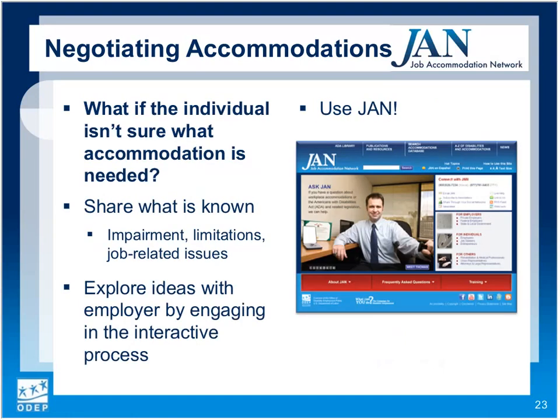Now, sometimes an individual who is having difficulty at work because of a medical impairment may not know what type of accommodation is needed, and that's okay. Basically, you want to share what's known: your impairment, your limitations, the job-related issues. It's okay to let the employer know that an adjustment or change at work is needed because of your medical impairment, and then let them know that you'd like to discuss accommodation ideas. Then the two parties can explore accommodation options together and share, you can discuss what you know and kind of go from there.